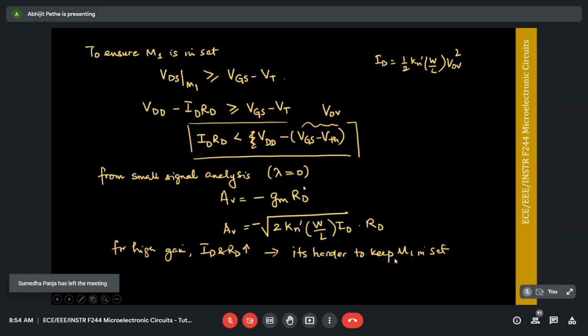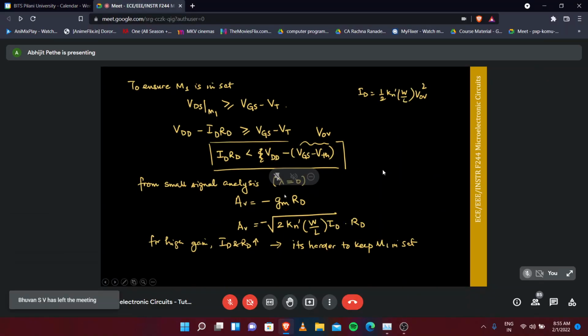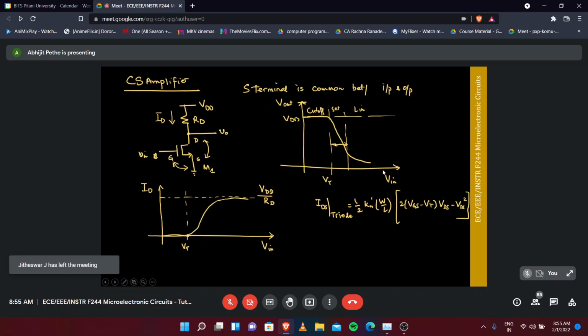Now the problem with both cases: the way we make RD high is we can put a large resistor there. The way we make GM high is we push a large current through the transistor, or in other words, we apply very high VGS. That's one way to get large current. But in both cases, what you see is you're basically reducing the range over which the transistor remains in saturation, right?